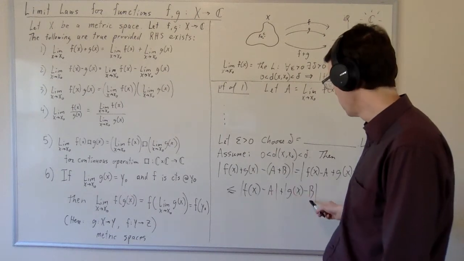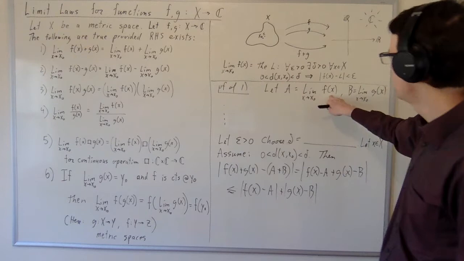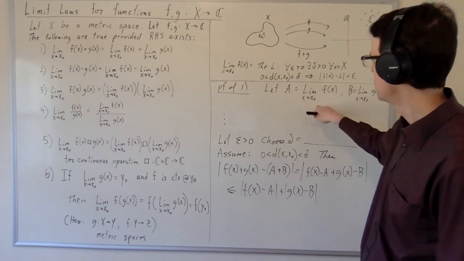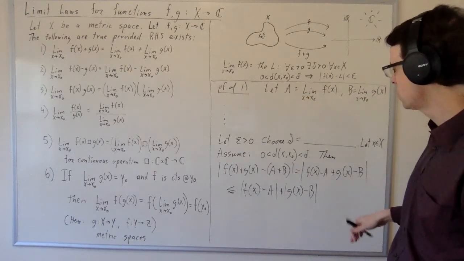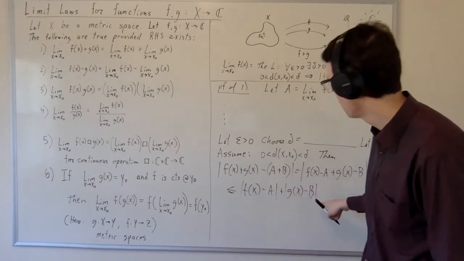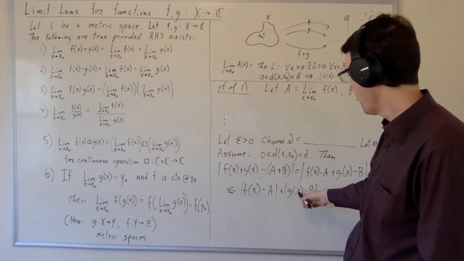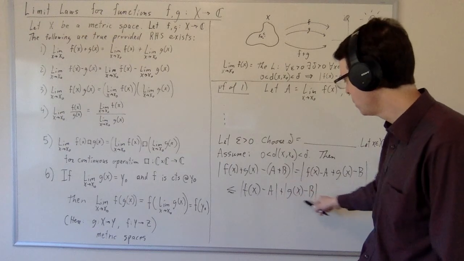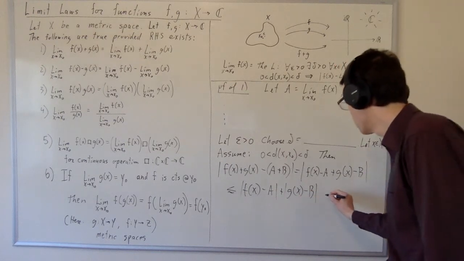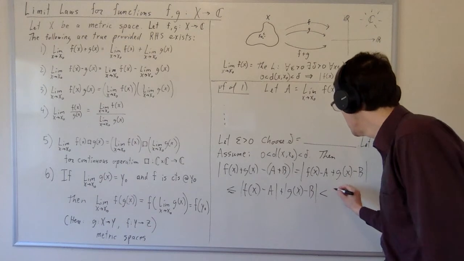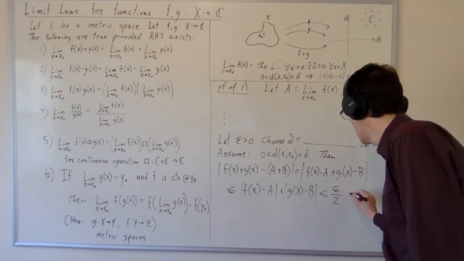And we can have control over each of these because we know that the limit of f of x as x approaches x naught is a, and we know this other limit as well. So how do we get control over both of these? Well, we make sure that x is close enough to x naught, and we can have control of this. What kind of control do we need? We need each of these to be less than epsilon over 2.